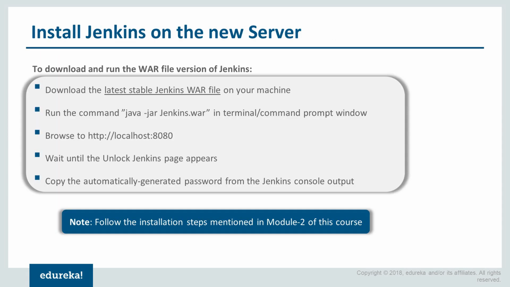You can actually go ahead and download the latest Jenkins WAR file, then run the command to install it, then browse localhost, wait until the Unlock Jenkins page appears, and copy the automatically generated password from the Jenkins console output. If you don't remember all these steps, we have done it already in module 2 of this course. If you have any doubts and want to see how exactly it is done, just refer to module 2, where we had a detailed discussion on how to install a fresh instance of Jenkins.